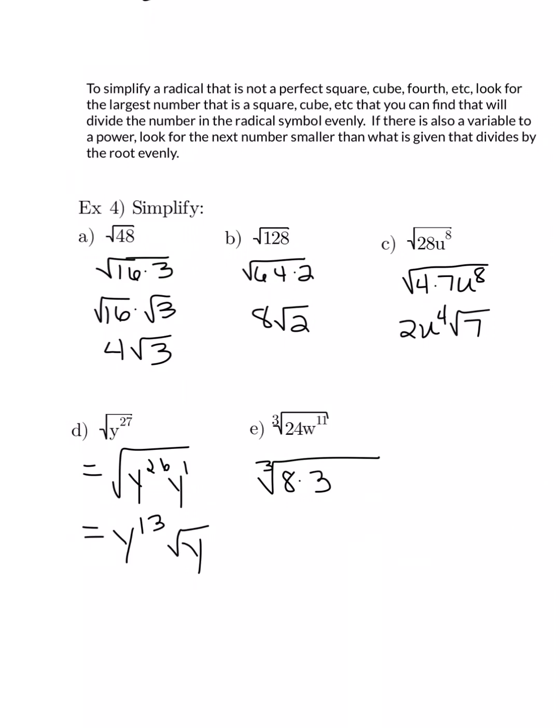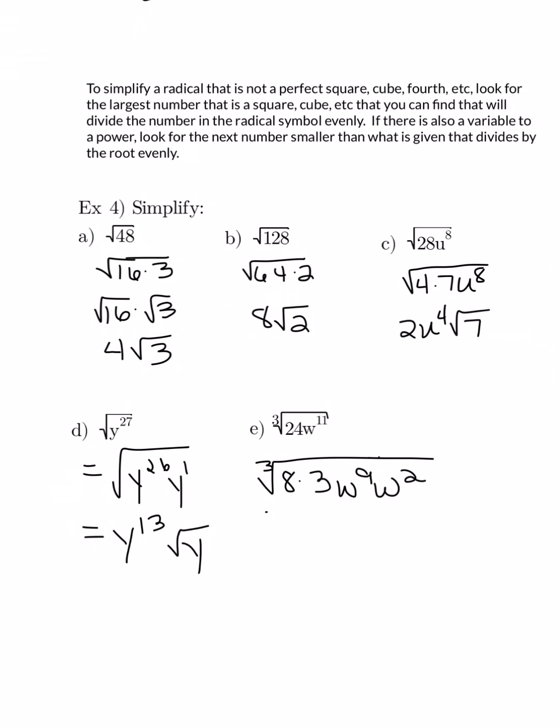When we look at our power on our w, it's 11, which does not divide by 3. Count down until you get somewhere that does. 10 doesn't divide by 3. 9 does divide by 3. So we're going to rewrite that w to the 11th as w to the 9th and w squared. We still have a total of 11, but we've broken it up because 9 will divide by the 3.